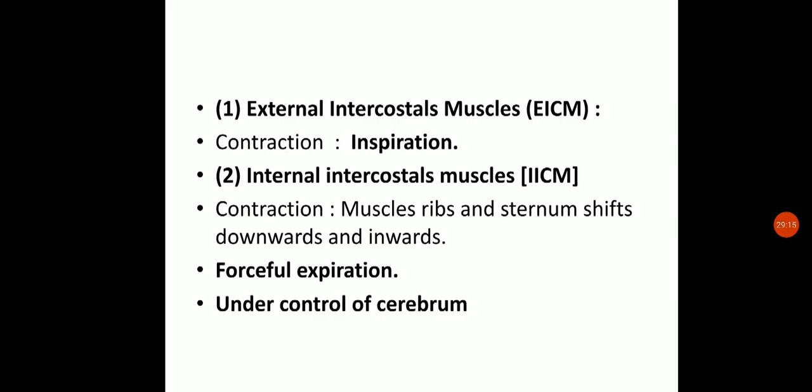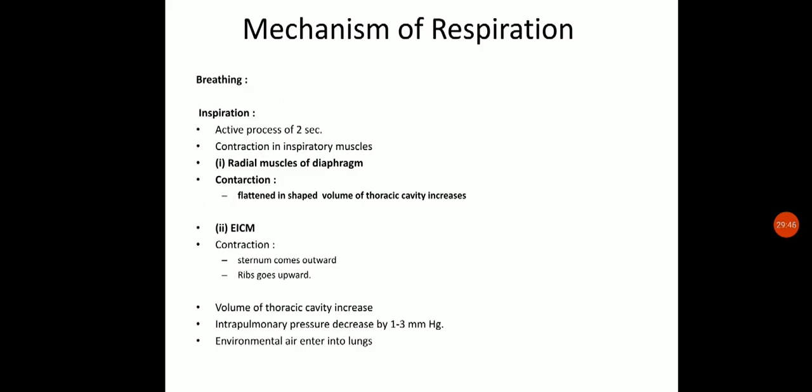The intercostal muscles are those muscles which are present in the space between two ribs, and they can be external intercostal muscles and internal intercostal muscles. The external intercostal muscles on contraction cause inspiration, or the inhalation of the gases, while the internal intercostal muscles during contraction shift the ribs downwards and the sternum inwards, right? So this will be responsible for forceful expiration, and both these muscles are under the control of the cerebrum.